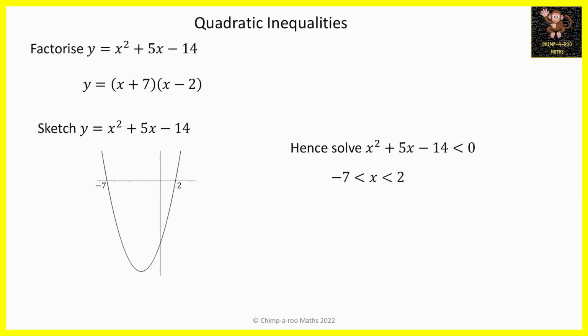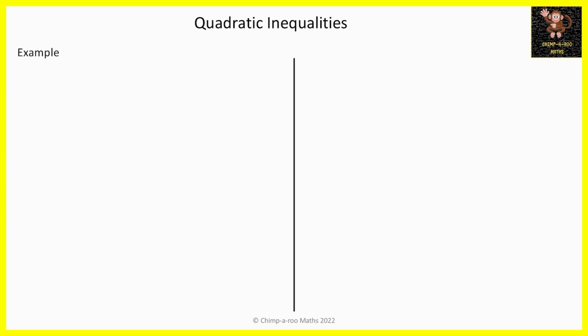So the three steps when solving a quadratic inequality are to factorise, to sketch, then solve. Nice, easy steps to follow. Let's have a look at an example.